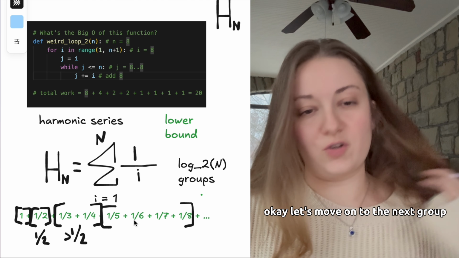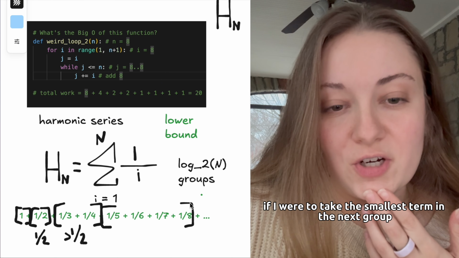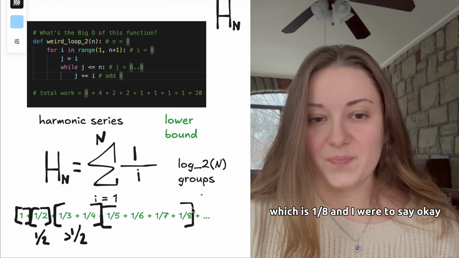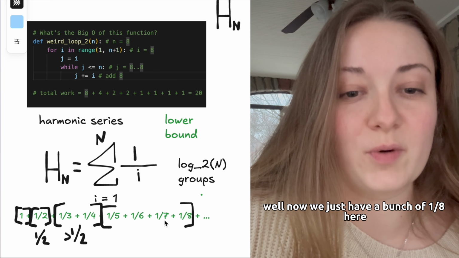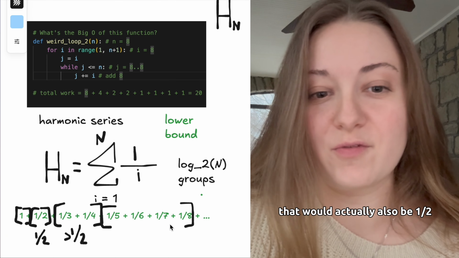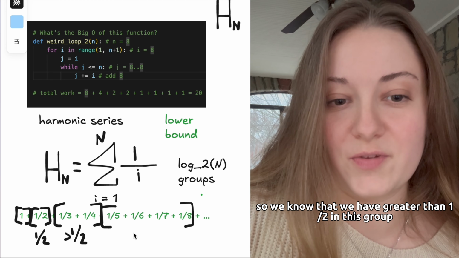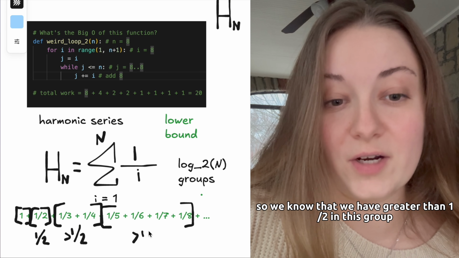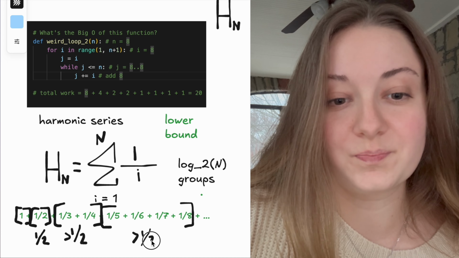Okay, let's move on to the next group. So if I were to take the smallest term in the next group, which is 1/8, and I were to say, okay, well, now we just have a bunch of 1/8 here. So we have 4 1/8. Well, that would actually also be 1/2. But all of these terms are bigger than 1/8. So we know that we have greater than 1/2 in this group.